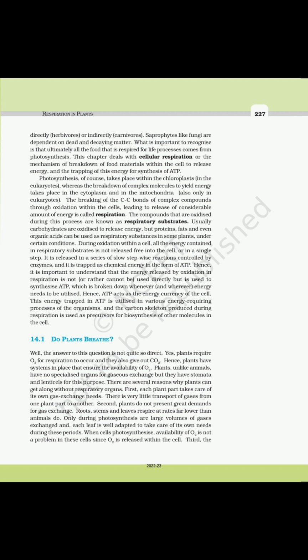There are several reasons why plants can get along without respiratory organs. First, each plant part takes care of its own gas exchange needs. There is very little transport of gases from one plant part to another. Second, plants do not present great demands for gas exchange. Roots, stems, and leaves respire at rates far lower than animals do. Only during photosynthesis are large volumes of gases exchanged, and each leaf is well adapted to take care of its own needs. During these periods, when cells photosynthesize, availability of O2 is not a problem in these cells, since O2 is released within the cell.